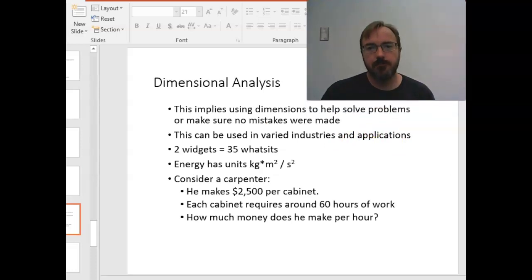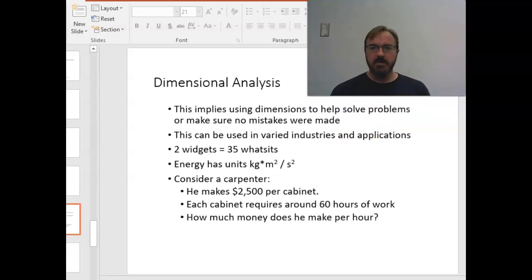Dimensional analysis implies using dimensions to help solve problems or make sure no mistakes were made. That's what I was talking about. This is used in various industries and applications. You can use it for more complicated combined units like energy, which has units kilogram meter squared per second squared.